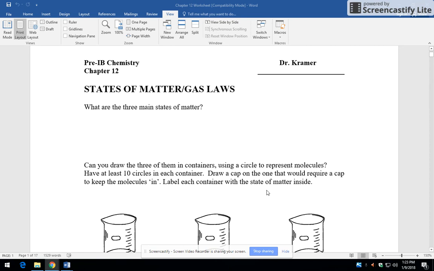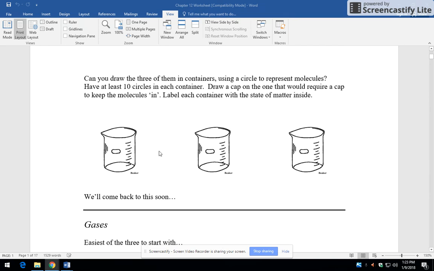So what are the three main states of matter? And yes, we can go into plasma and quark-gluon and whatever else you want to do, but we're not talking about those, just the three main states. Write them down.